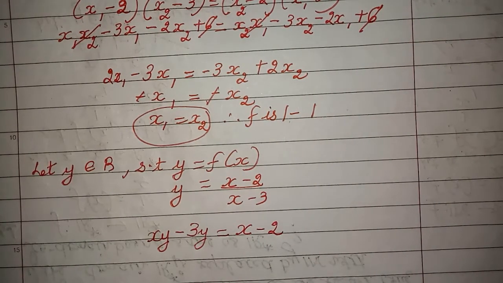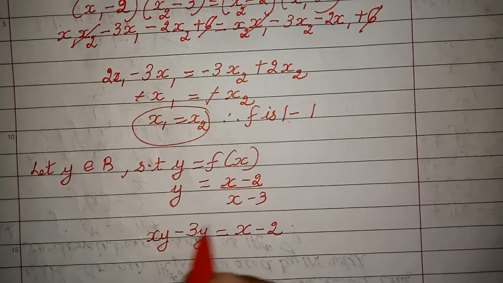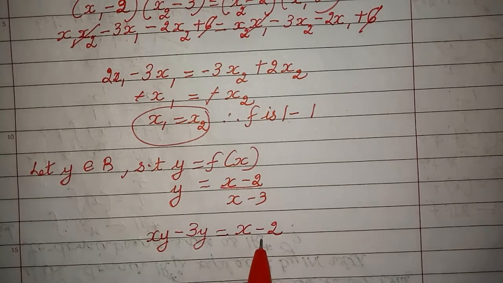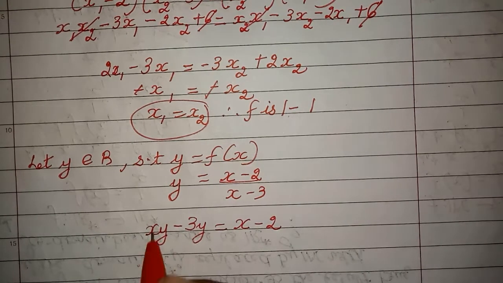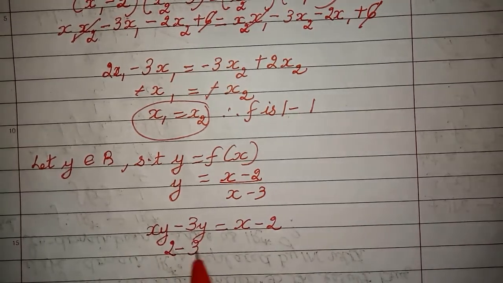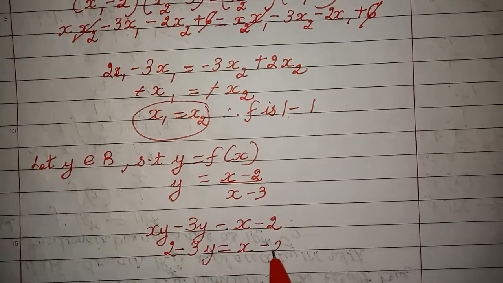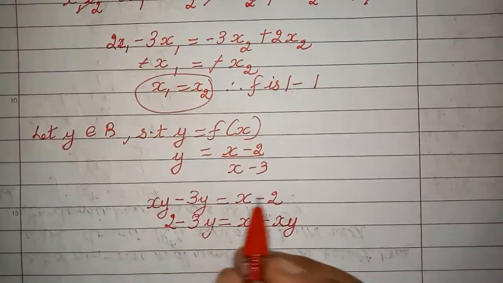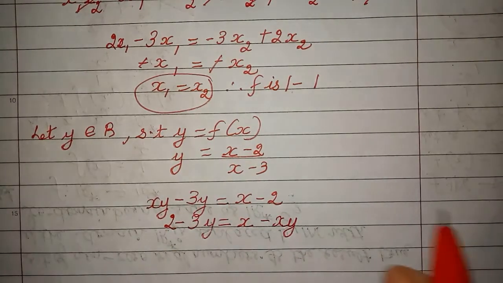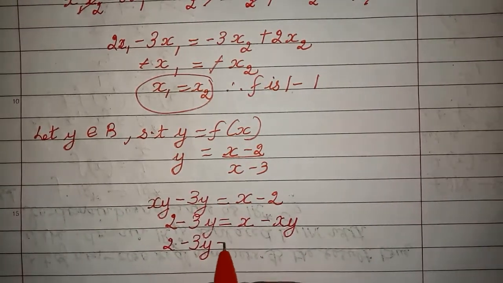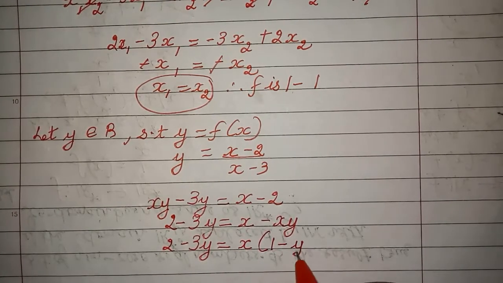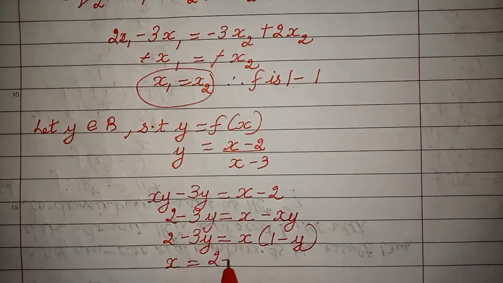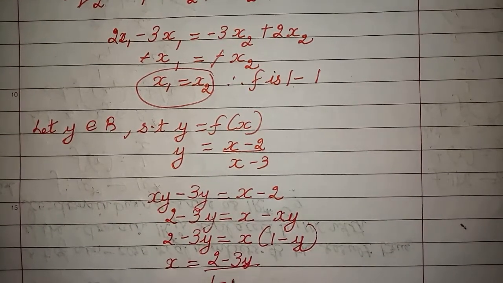Okay, now what I am going to do is bring all the x together, y on a different side. So what is going to happen, children? I can do it one way. I'll bring xy here and 2 here. So it is going to be 2 minus 3y is equal to x minus xy. 2 goes here, xy goes here. Anyway you do, you are going to get the same. So 2 minus 3y, if I take x common, I am going to get x times 1 minus y. So my x is going to be (2 minus 3y) upon (1 minus y).